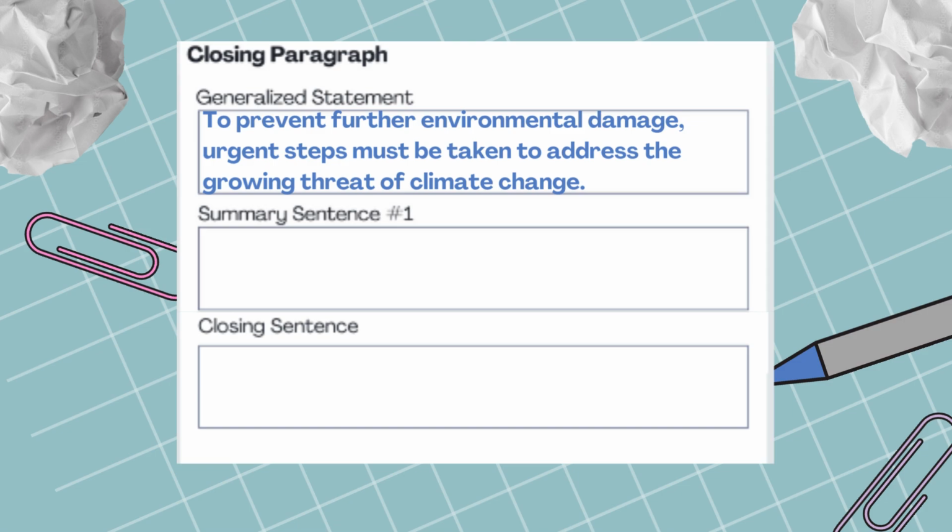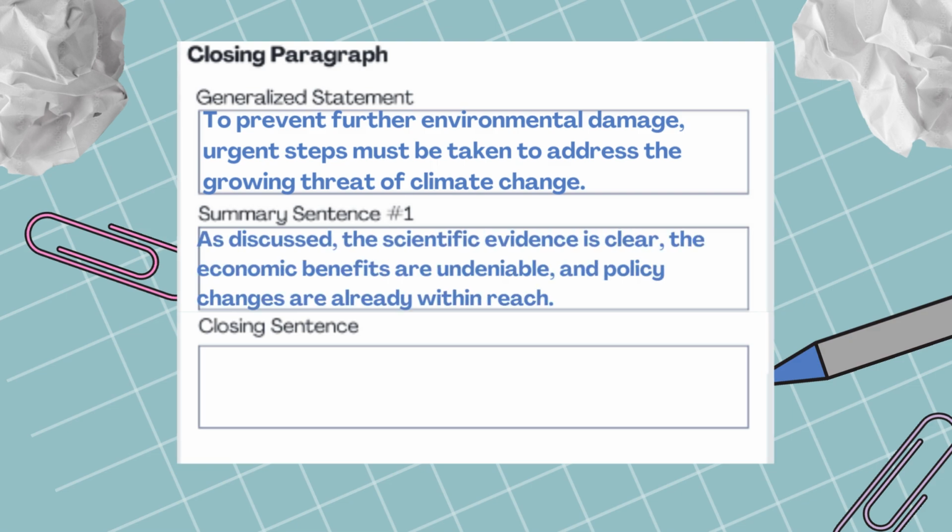For your generalized statement, your thesis might have been, climate change will cause a shift in the planet's temperature, leading to negative environmental impacts. You must take action now, as reducing carbon emissions will not only benefit the environment, but also have positive social and economic effects. To restate this in your conclusion, you may write, to prevent further environmental damage, urgent steps must be taken to address the growing threat of climate change.